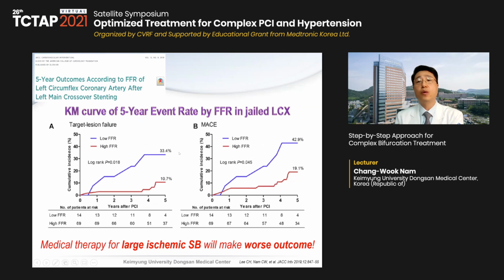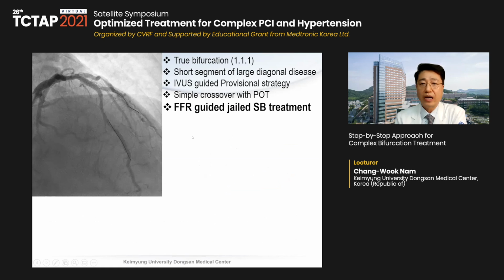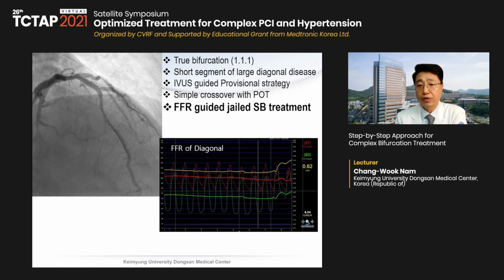However, according to our clinical experience with FFR measurement of the jailed circumflex, if a jailed, compromised circumflex has a low FFR value, the outcome was very poor if we just used medical therapy. So just medical therapy for a large ischemic side branch will make a worse outcome. So we have to decide whether this side branch should be treated or not by physiologic evaluation. So I decided to perform FFR guidance for the jailed diagonal branch.